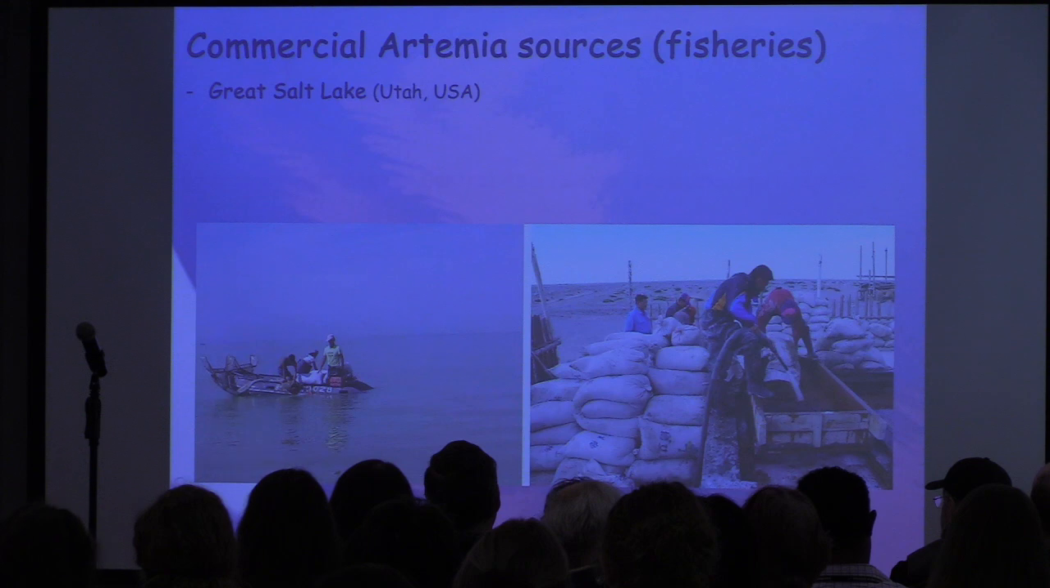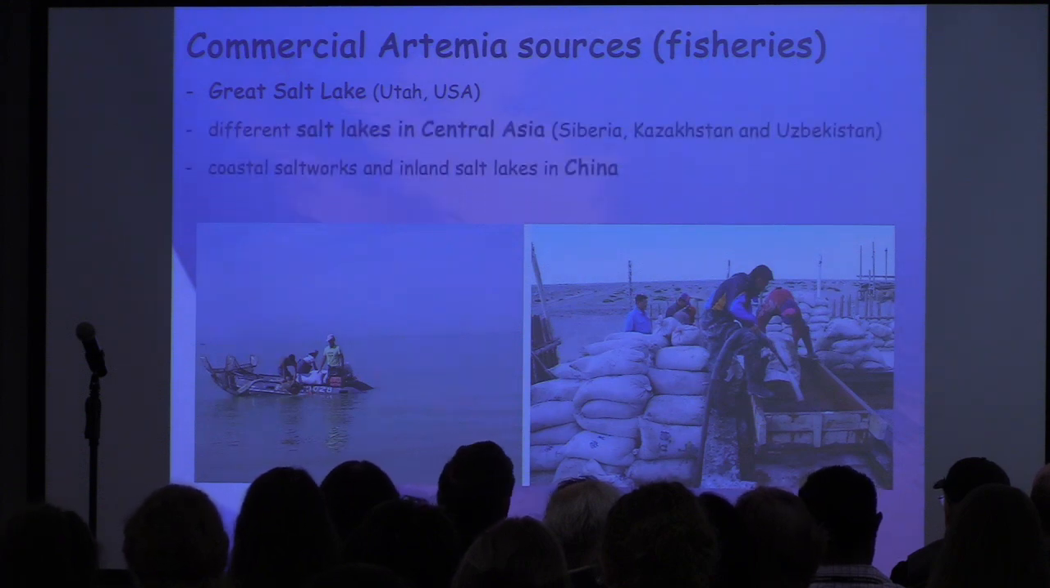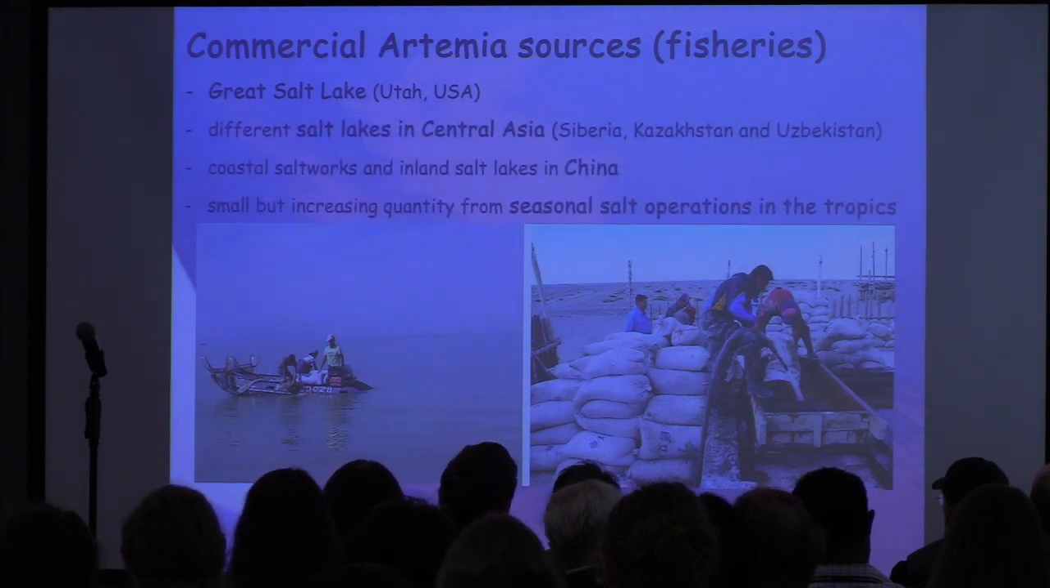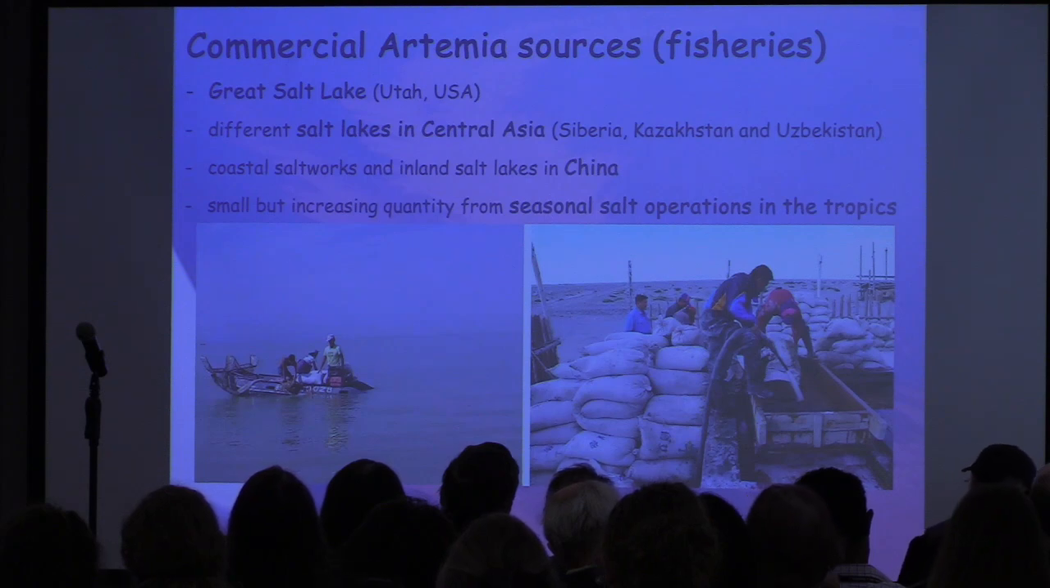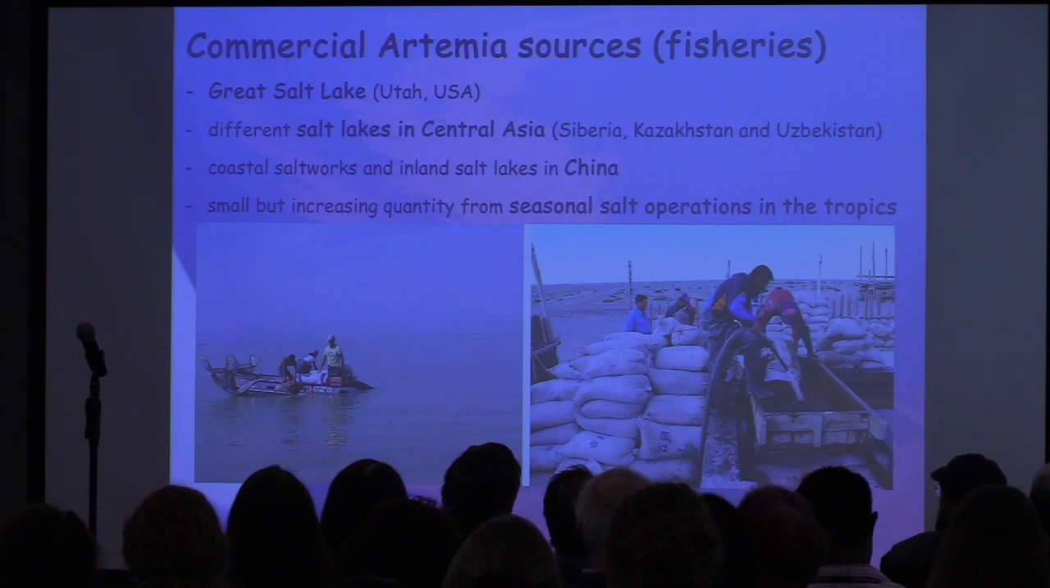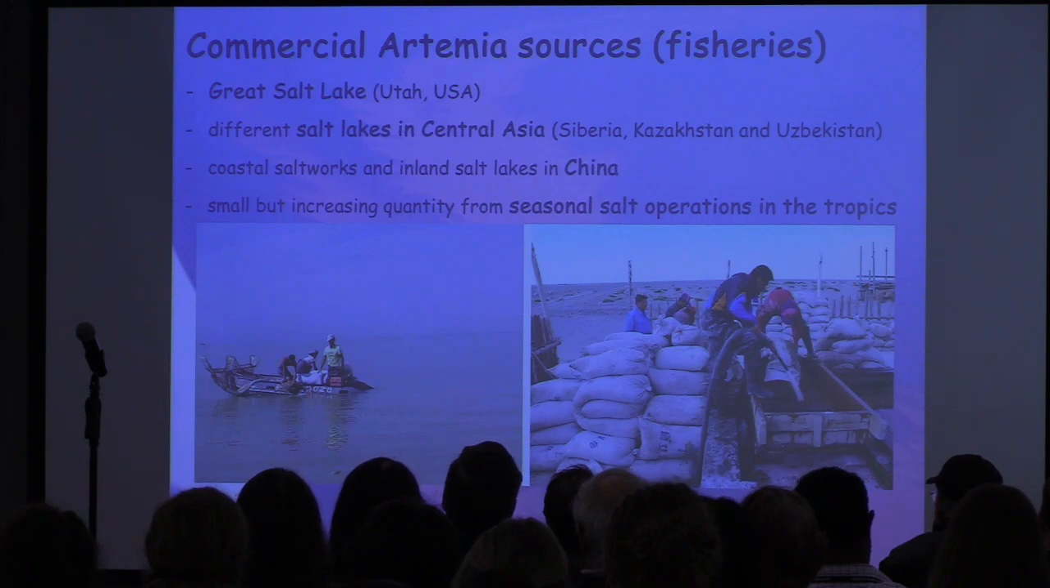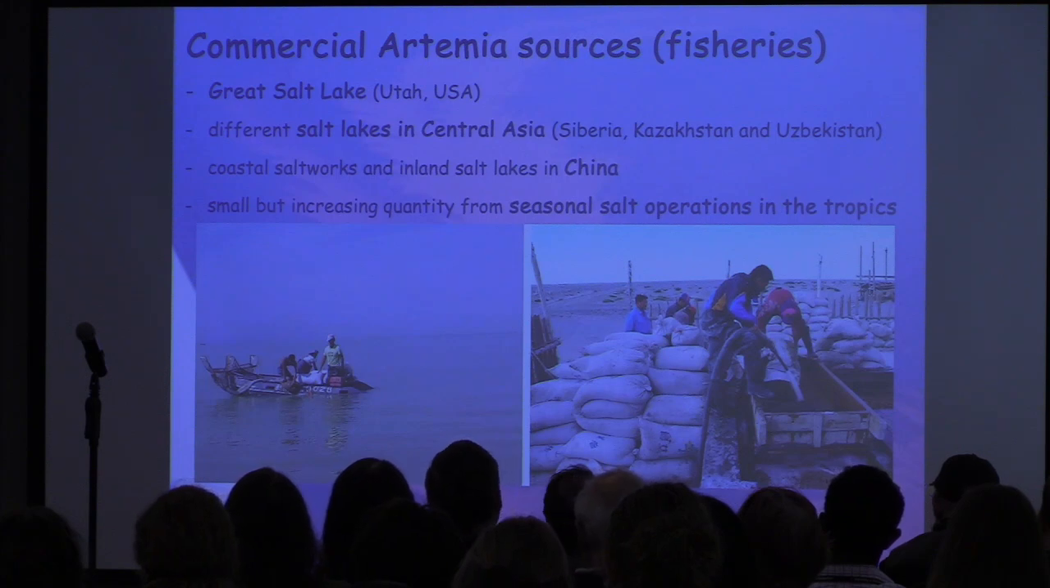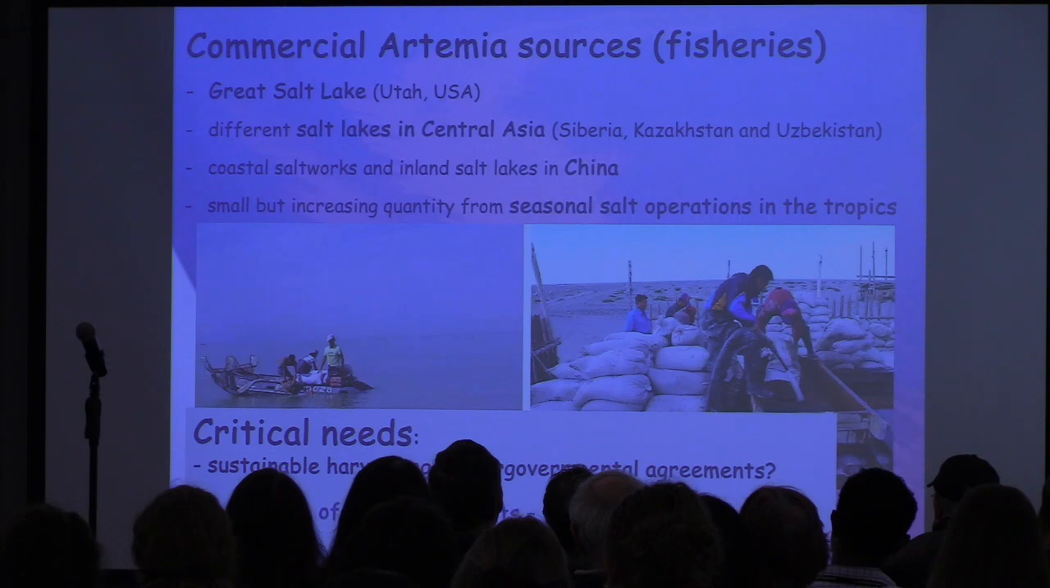There are a number of other areas: different salt lakes in Central Asia, Siberia, Kazakhstan, Uzbekistan, coastal salt works, and also inland lakes in China. At this moment it is maybe 20-30 metric tons per year, so nearly insignificant, but it has a very unique value and maybe some opportunities in the future, in a lot of tropical and subtropical countries, integrated in salt production.